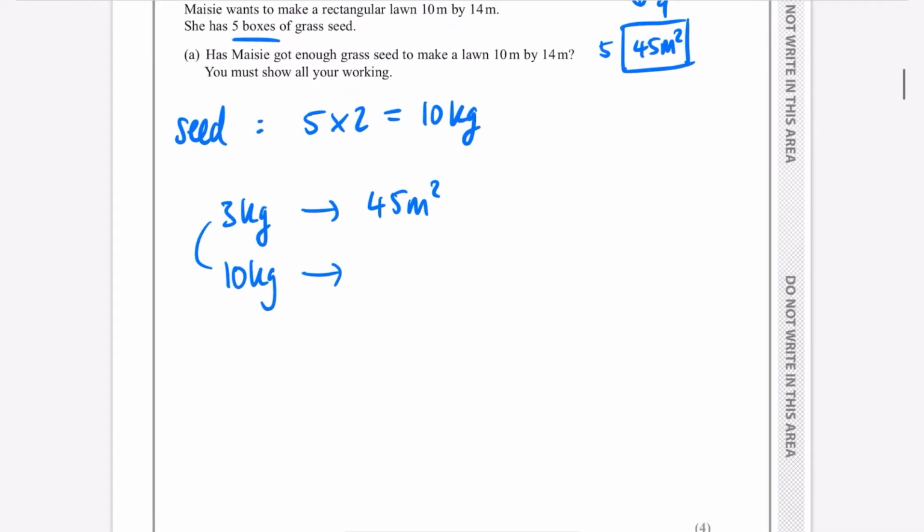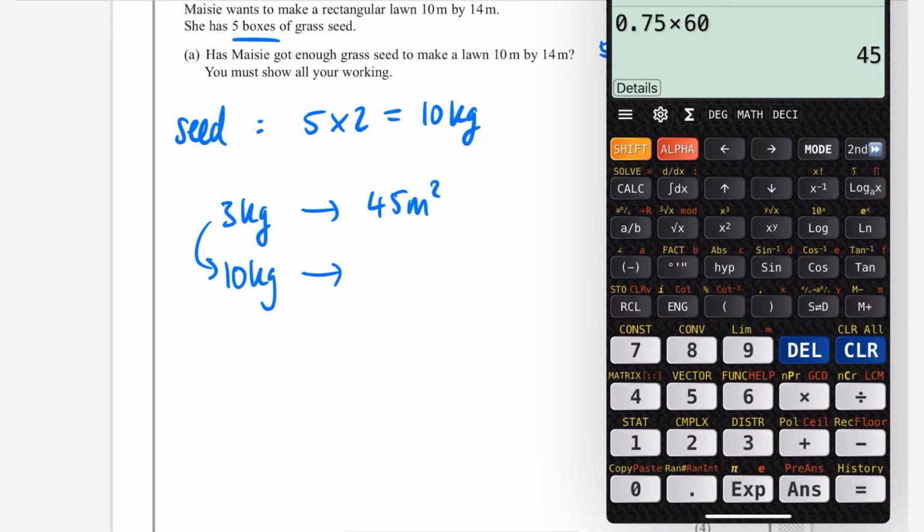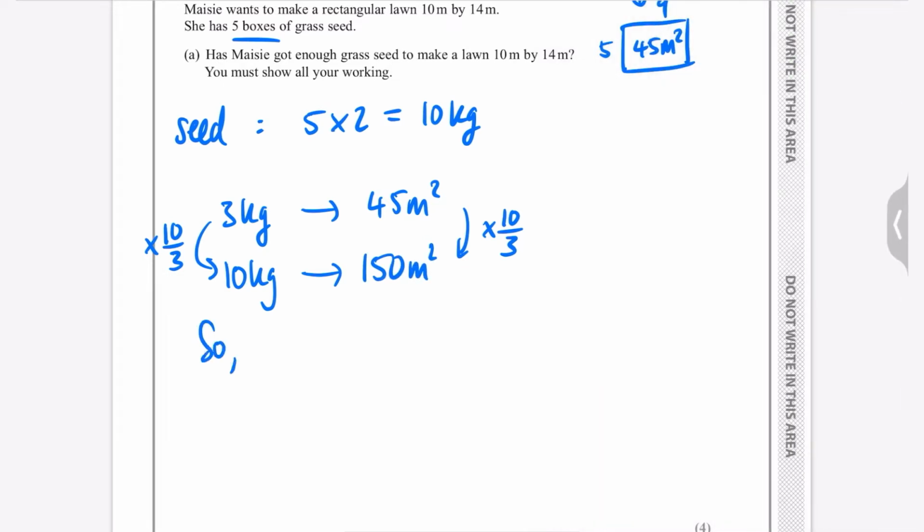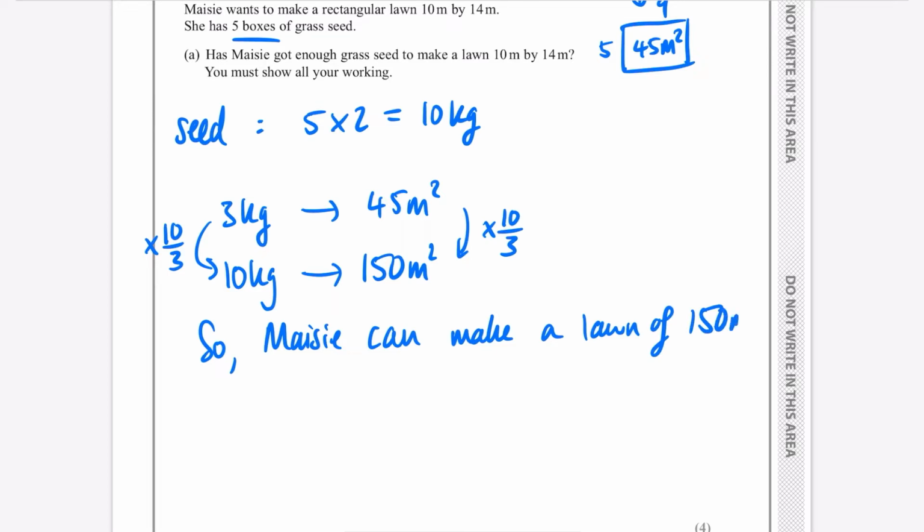Now to go from 3 to 10, let's find out what you need to multiply by. So I'm going to do 10 divided by 3. Great, we can just either say it's 3.33, or I can just say I'm multiplying this side by 10 over 3. I'm also going to then multiply this side by 10 over 3 as well. So I'm going to do 45 multiplied by that answer I had on the calculator, which is 150 meters squared. So this shows that Maisie can make a lawn of 150 meters squared. She wants to do 10 by 14. She wants to cover 10 by 14.